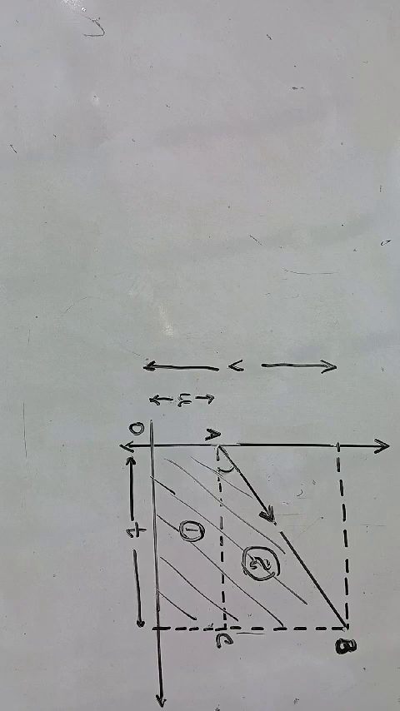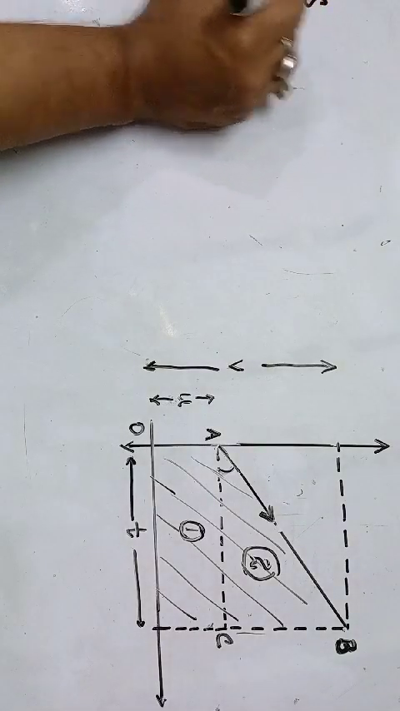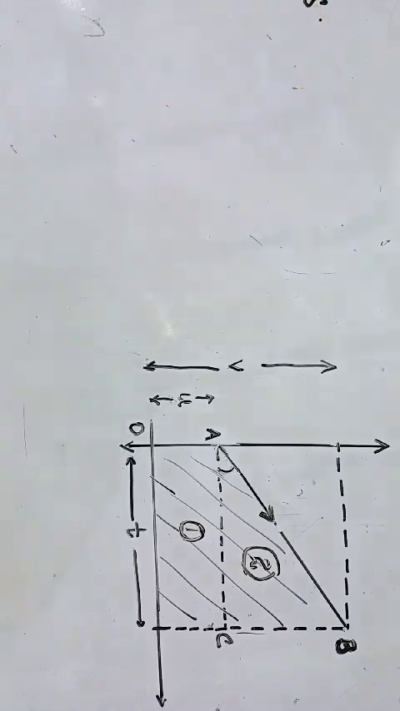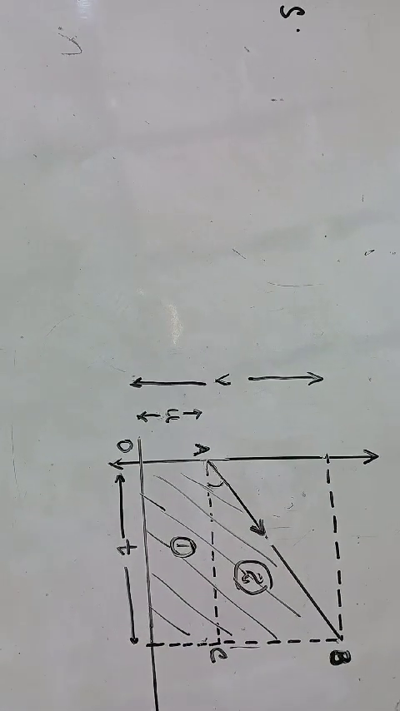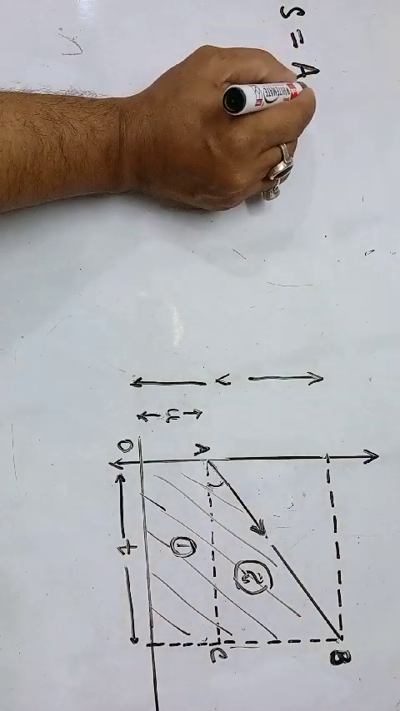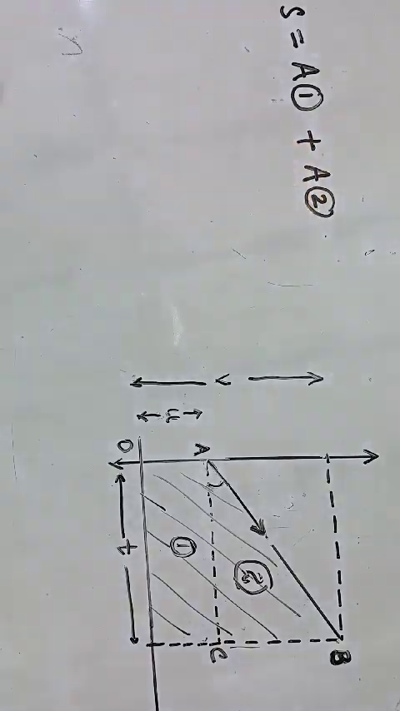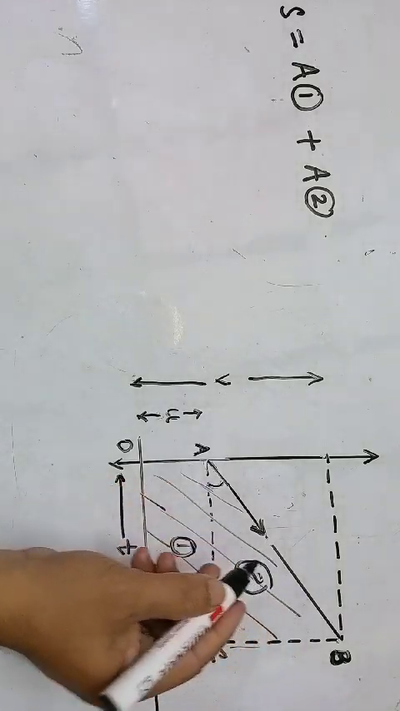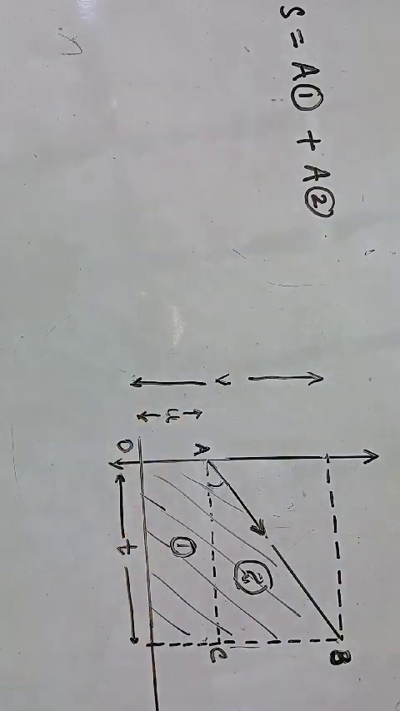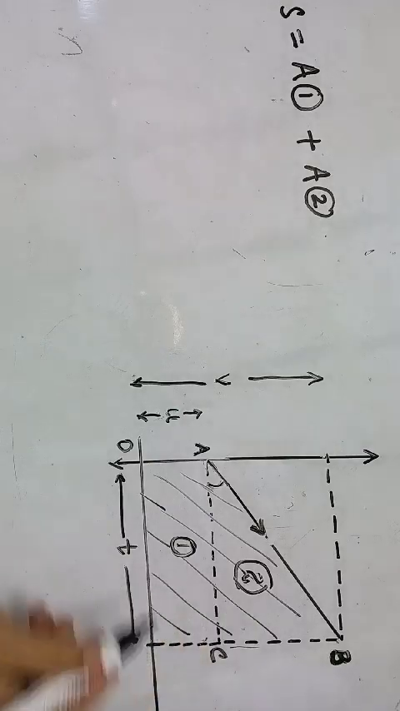So let us talk about the area enclosed, and let's say S, which is the displacement, is going to be area 1 plus area 2, because just now we discussed that the displacement during this motion will be the area enclosed between the V versus T graph. So we have two areas because we have segregated this whole shape into two parts.